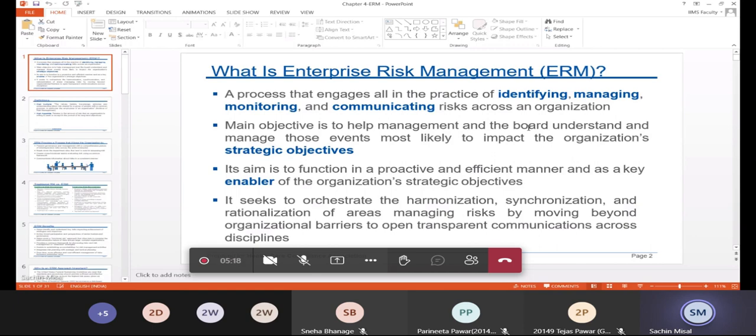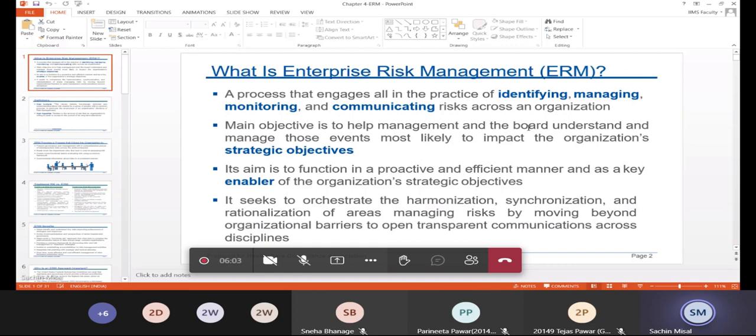The next main objective is to help management and the board understand and manage those events likely to impact the organizational strategic objective. So the objective of ERM is to understand whether a particular risk is affecting the strategic objective of the organization, and how. Maybe the competitors have started new operations and are coming with some strategic actions or plans. So what is the possible impact on our organization?